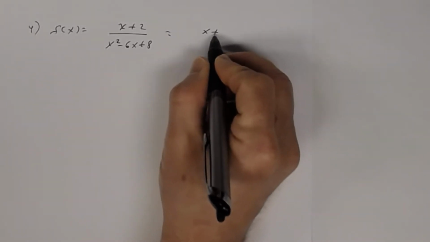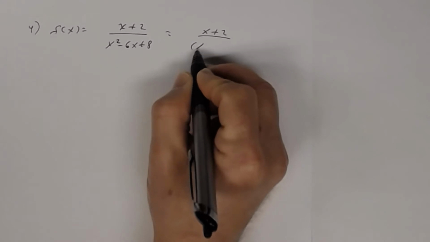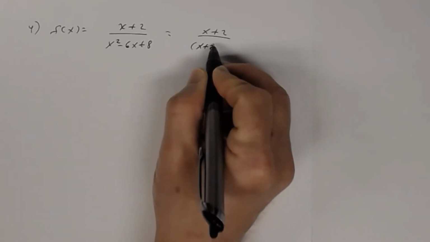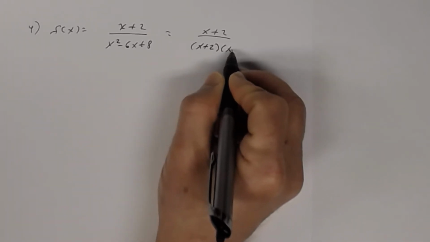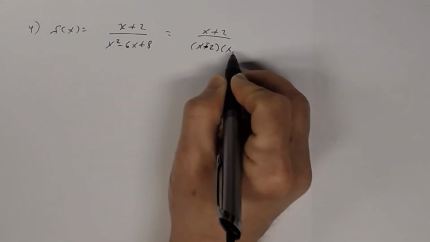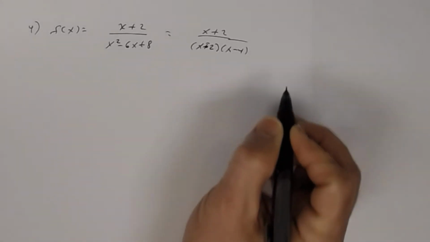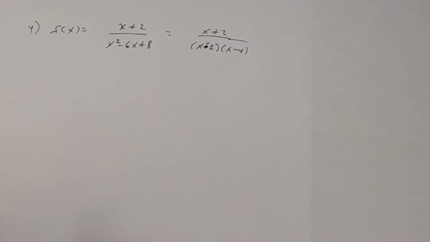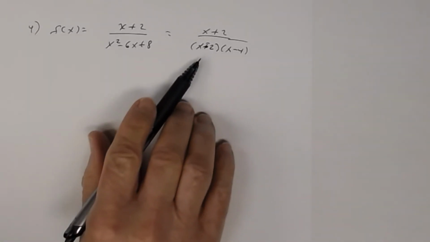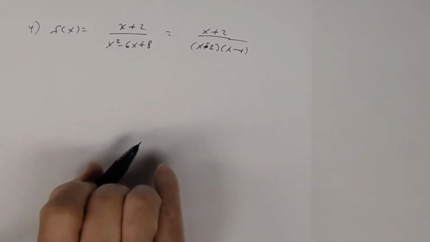So it'll be x plus 2 divided by x minus 2 times x minus 4. And that's how I factor this. And notice there aren't any common factors at all. So there aren't going to be any holes, since there aren't any common factors.